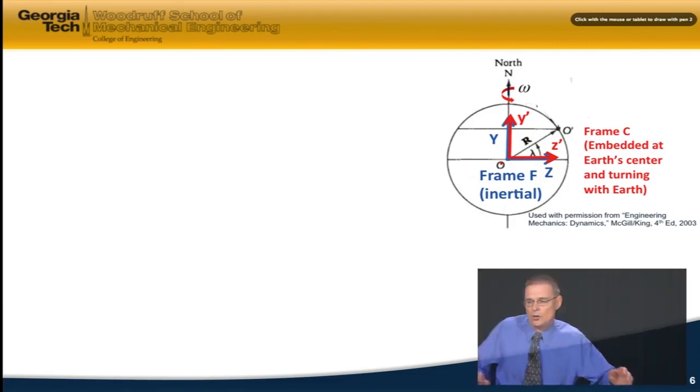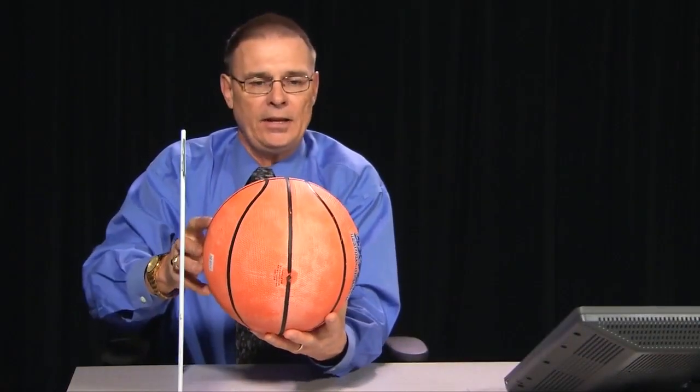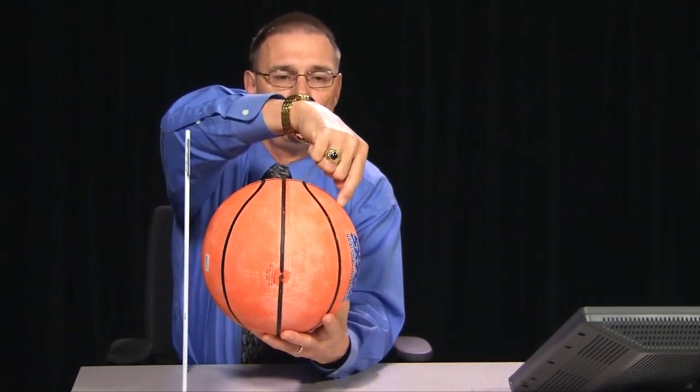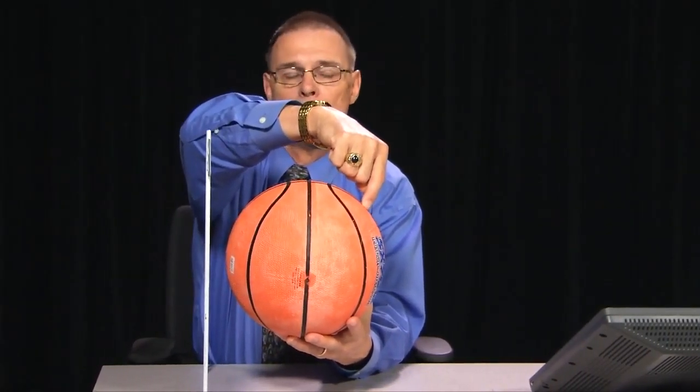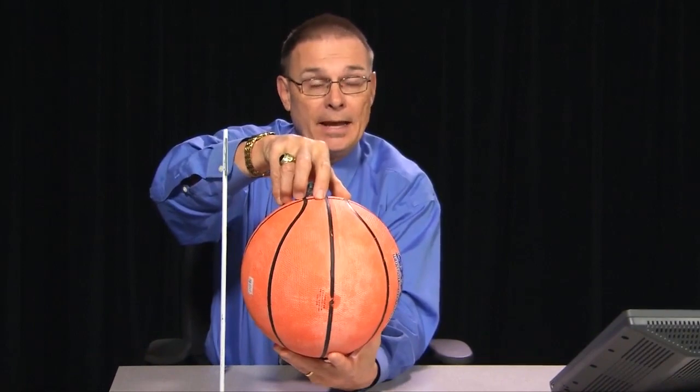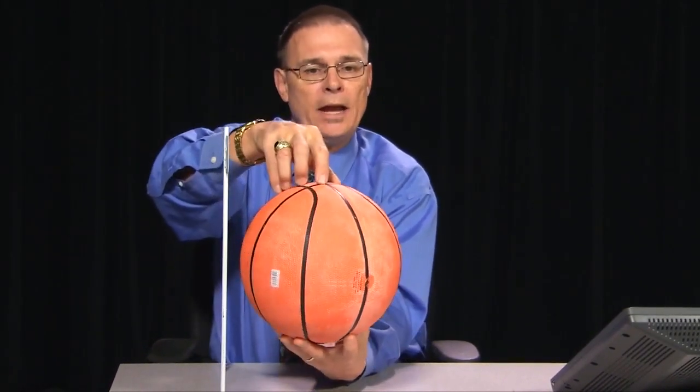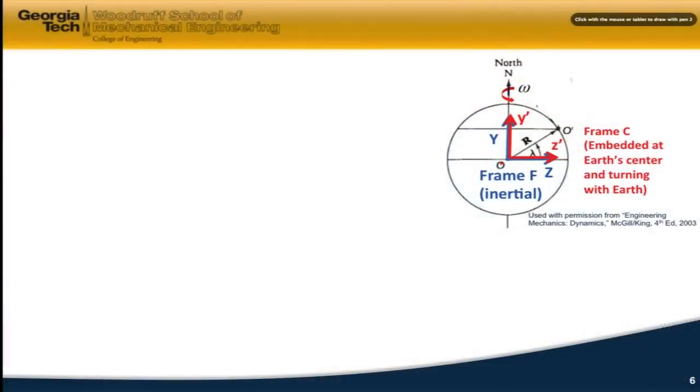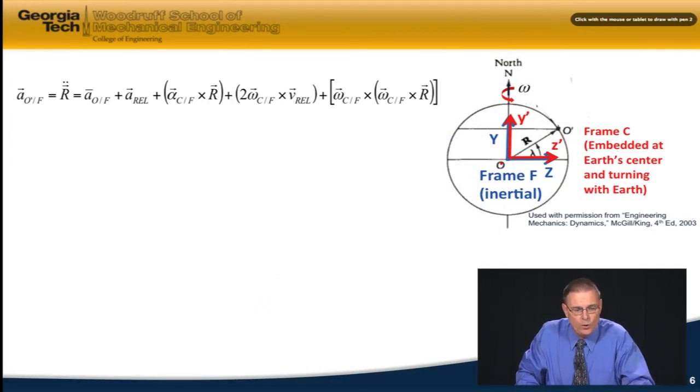And so let's look at that situation over here. In this case, I want to find the acceleration of the O prime point out here, which is capital R double dot. And so the inertial frame, again, is fixed at the center, not turning. The rotating frame in this case, frame C, is at the center, but it's rotating with the Earth. Okay, so in that case, I can write the equation of the acceleration of O prime with respect to F using frame C as the rotating reference frame or moving reference frame. So my first question to you is, given that situation, what is the acceleration of point O with respect to F?